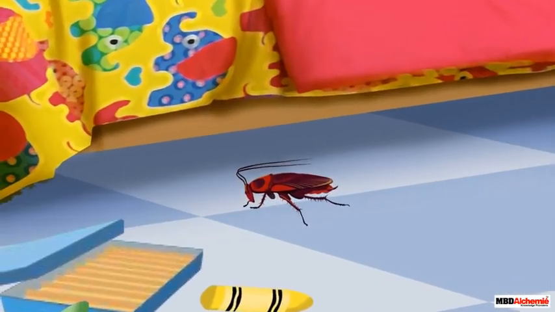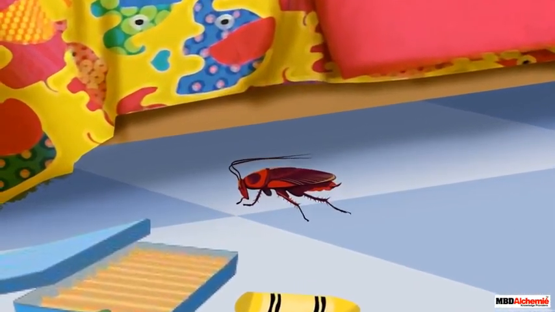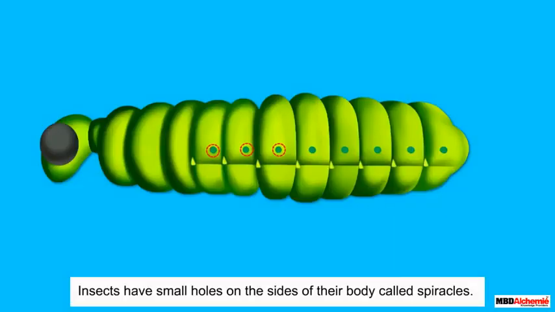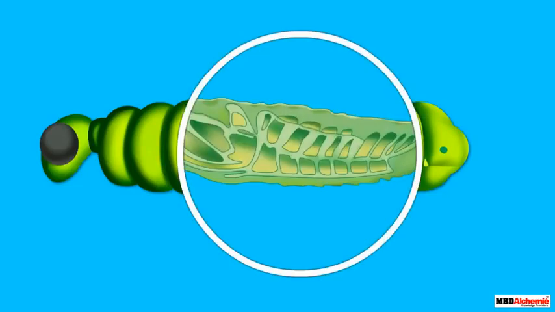Next, let us learn about breathing organs of insects. Insects have small holes on the sides of their body called spiracles. These spiracles are connected to a network of air tubes that reach all the parts of their body.